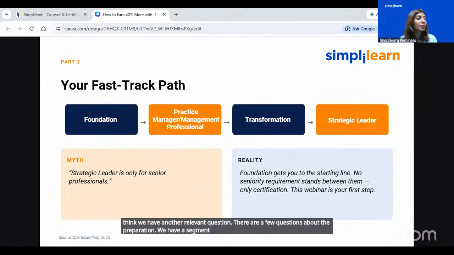Another question we have received is from Megha, and she says that she belongs to a non-IT background. Will this certification benefit her?